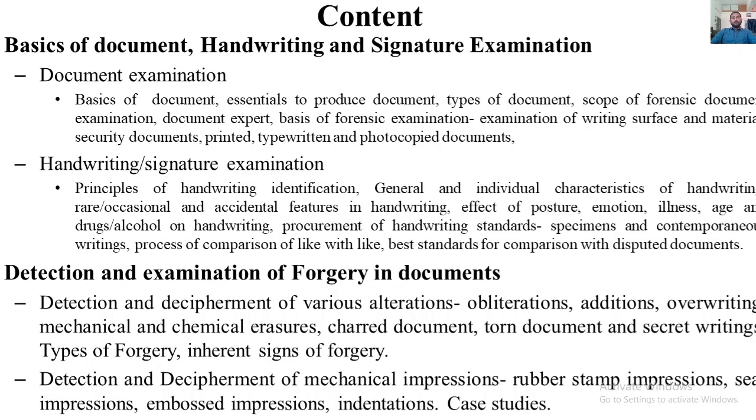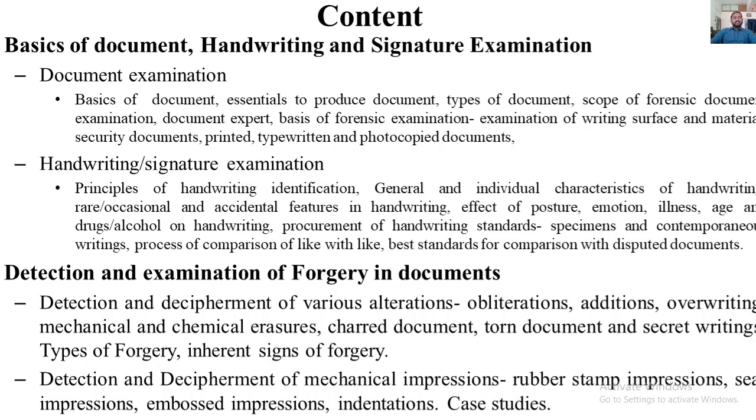Then we'll also discuss about the security document, printed document, typewritten and photocopied documents and their examination. And under the title of handwriting and signature examination, we will be discussing about the principle of handwriting identification, then general and individual characteristics of handwriting, and also we'll discuss about rare, or we can call it as occasional and accidental features in handwriting, then effect of posture, emotion, illness, age and drug or alcohol on handwriting, then procurement of handwriting standards, that is how one should collect the standards for the comparison purpose.